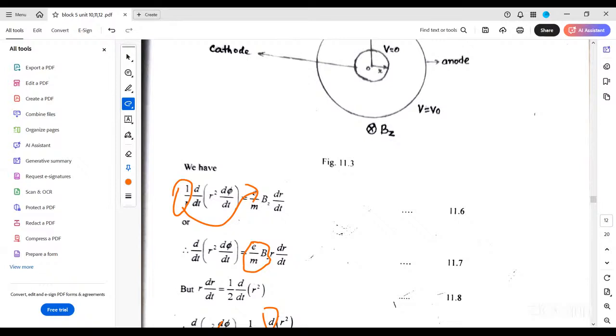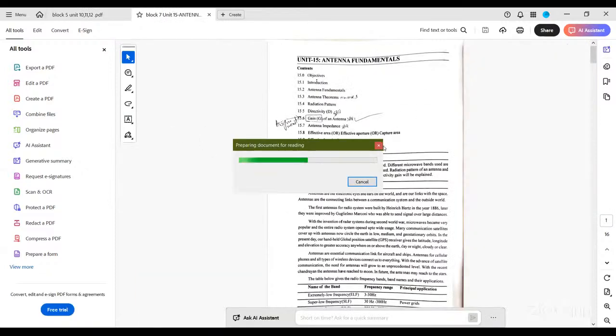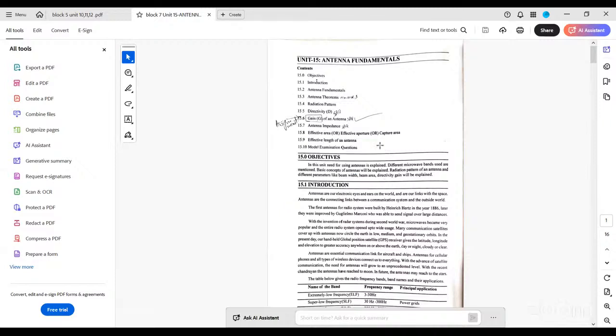In block 7, the essay questions are finished. What essay questions did we discuss from block 7? In antenna fundamentals, what did we discuss? Which type of questions can we expect as an essay from these? Fundamentals. First antenna fundamentals, page number 142. Derivation. Good.